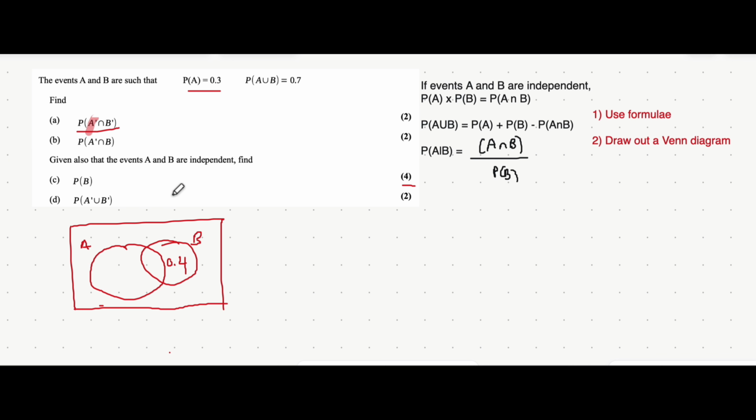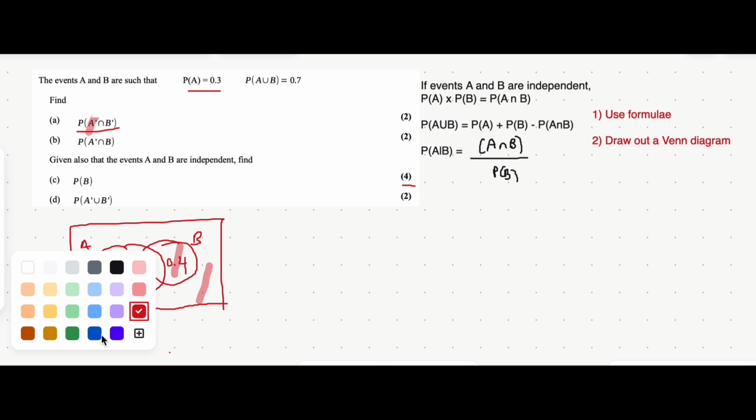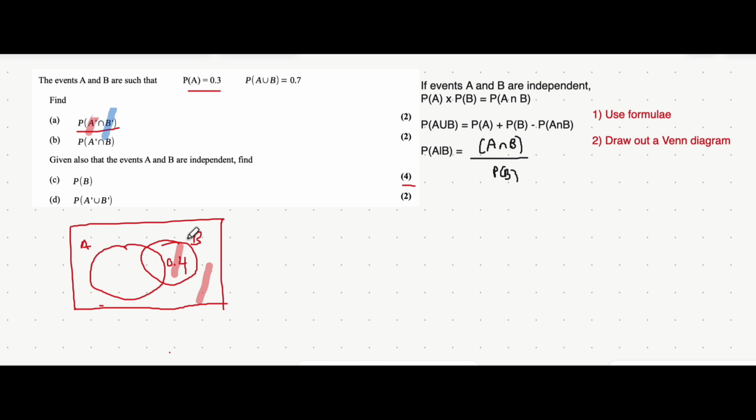So not A represents everything that's not in the section of A. So that's everything not in the circle of A, so that's this and the outside. In a different color, let's highlight what's represented by the section not B. That's everything not in the circle of B, so that's this and the outside. Everywhere where I've shaded twice is where the intersection is, which means just the outside. So not A intersect not B is the outside of the Venn diagram only.